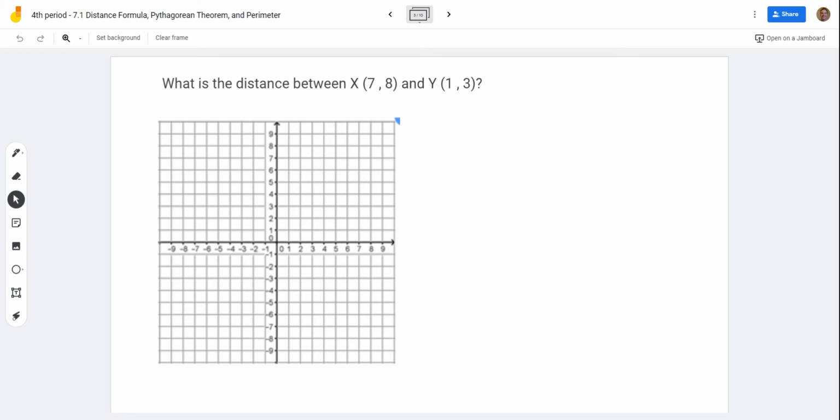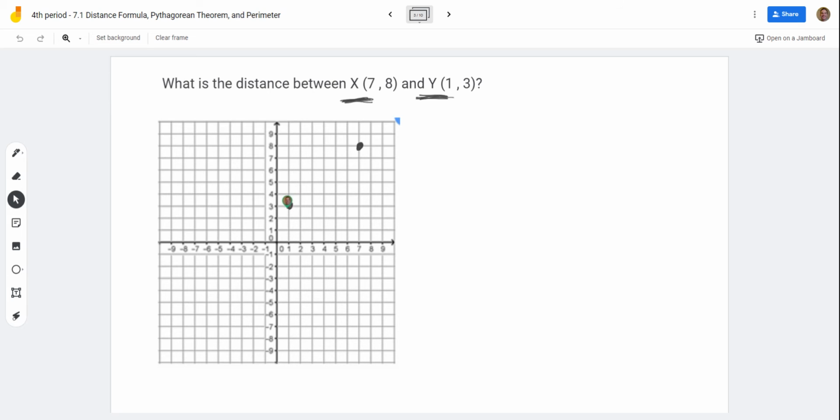What we do is we take these two points and plot them on our coordinate plane. So I'm going to plot the point x at (7, 8). And then I'm going to plot the point y at (1, 3).